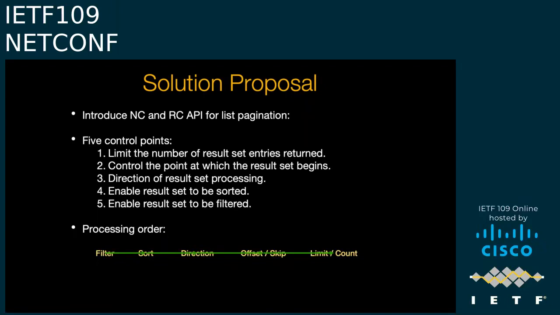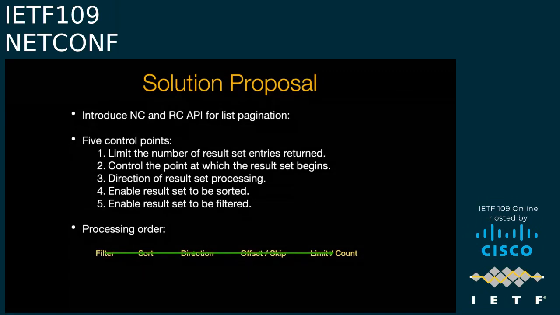The solution proposal is to introduce to both NetConf and RESTConf an API for list pagination. There's five control points that have been discussed, and this was on the list, so I'm a bit repeating, but since this is the first presentation introducing the work, I wanted to make sure there's a slide for it. There's the ability to limit the number of results that are returned in the response. There's the ability to control the point at which the result set begins.